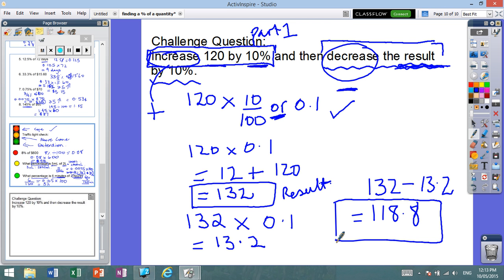Let me know how you went in class tomorrow, and now you can hopefully, confidently find the quantity of a given amount. Alright, thank you.